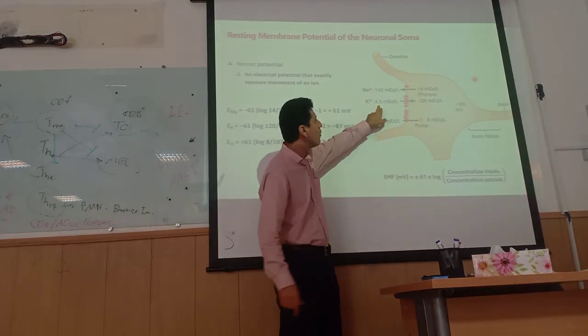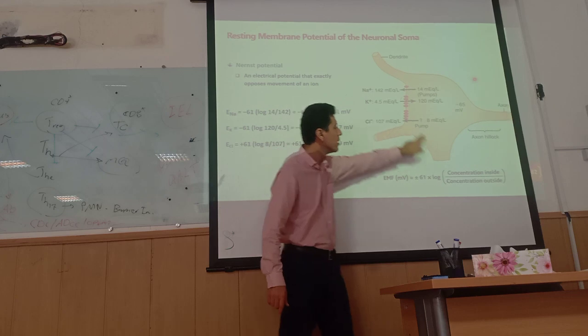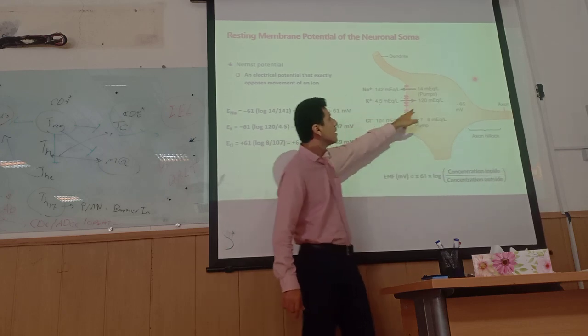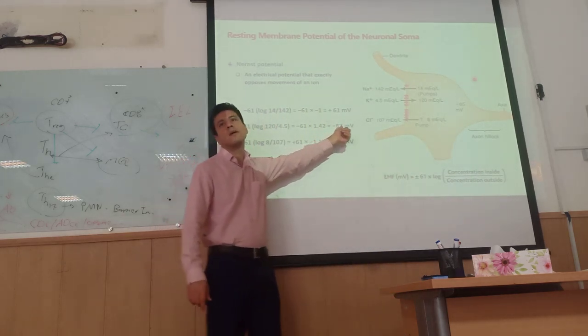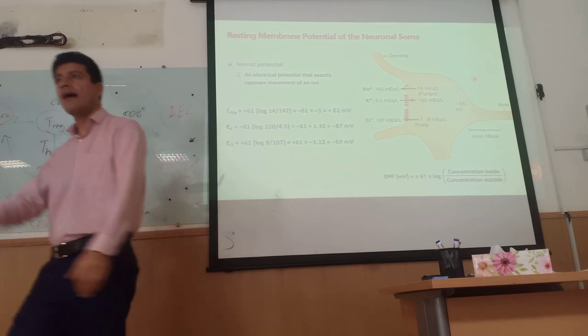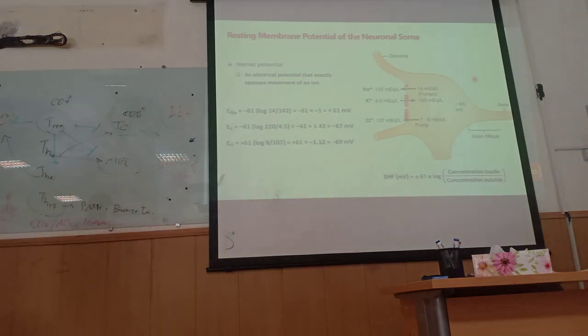Similarly, the net movement of potassium is stopped at its own potential. How? We have 4.5 concentration outside and 120 concentration inside. With this equation, we will get minus 87. At this potential, potassium doesn't go out of the cell anymore. Minus 87 inside of the cell. If the potassium channels are open, potassium goes out until the membrane potential reaches minus 87. At this potential, we won't have further movement.